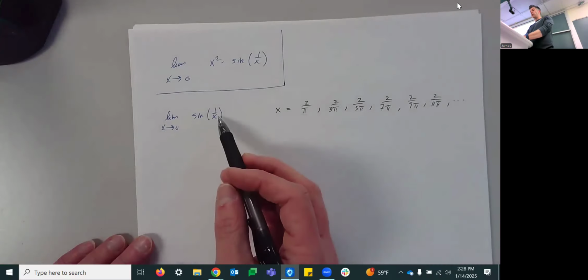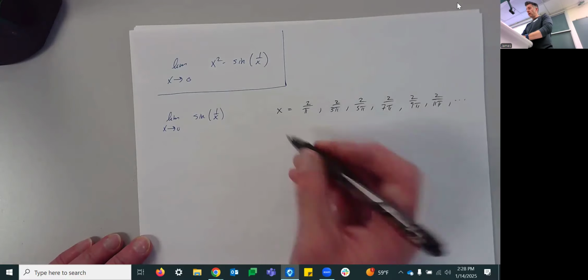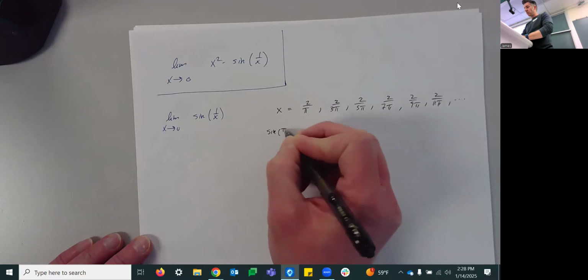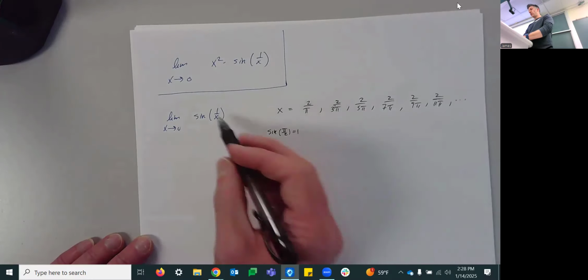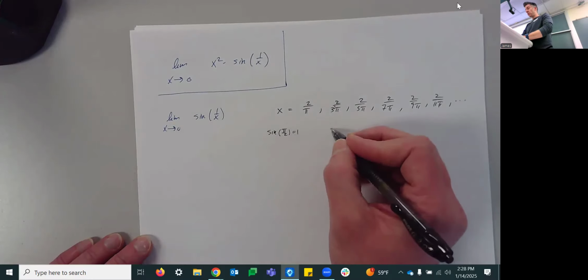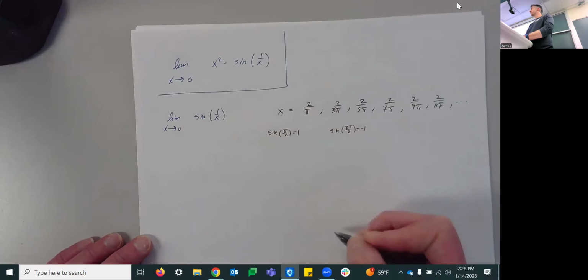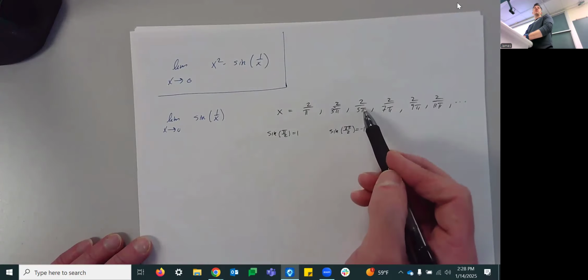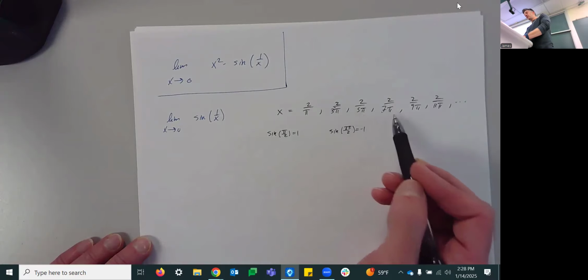Okay, but if you plug them in, 1 over 2 over pi is pi over 2, and sine of pi over 2 is 1. And 2 over 3 pi, 1 over that is 3 pi over 2, and sine of 3 pi over 2 is negative 1. And then if I plug this one in, it's sine of 5 pi over 2, which is positive 1. And then sine of 7 pi over 2, which is negative 1. Then positive 1, then negative 1.